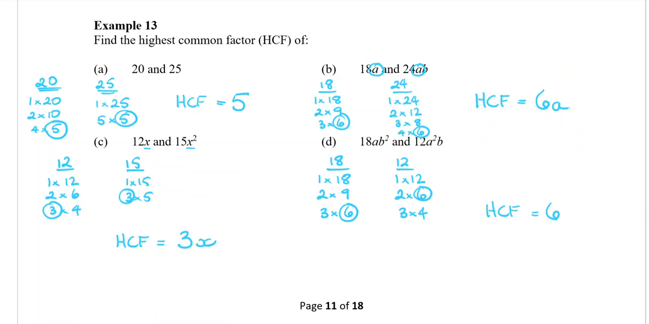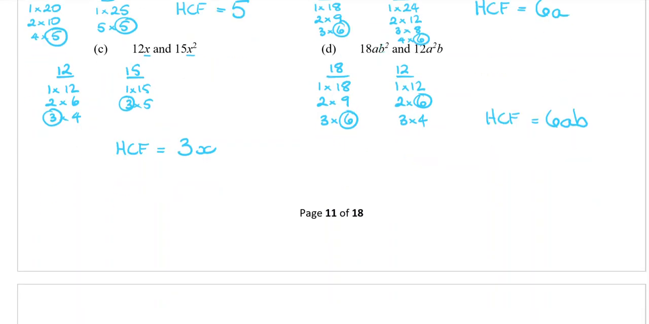What letters do we have in common? 1A, 2A, so we could bring 1A out. 2B's 1B, so we could bring 1B out. So the highest common factor is 6AB. Okay, now we haven't actually factorised anything yet. We were just practicing finding the highest common factor.